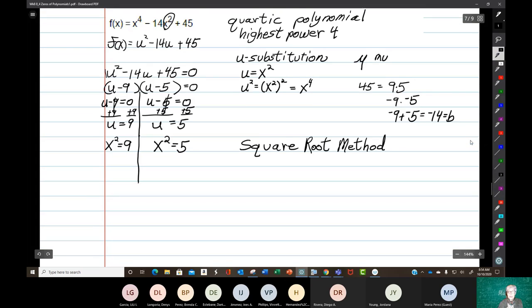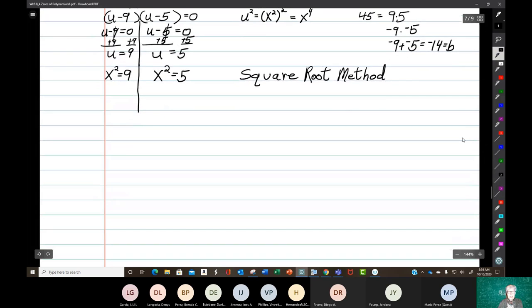And it's really simple, it's not hard. This is what you do when you solve by the square root method. Okay, take the square root of both sides. And in front of this square root, put a plus minus.